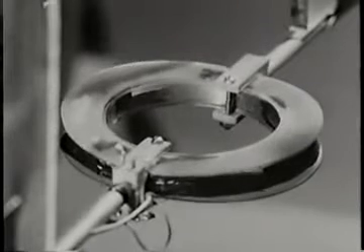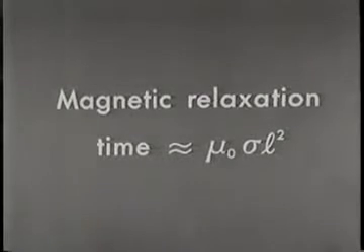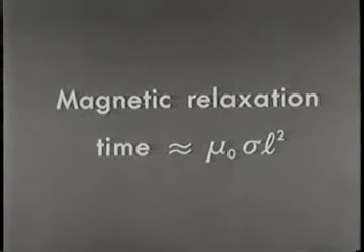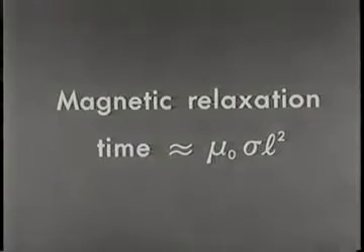In a fluid, the same ideas apply. In any loop drawn in the fluid, the magnetic relaxation time is of order mu naught sigma L squared, which is big if sigma, the conductivity, is large, or L, the scale, is large, as it is in astrophysics. The question is how this time compares with other times characteristic of the motion.